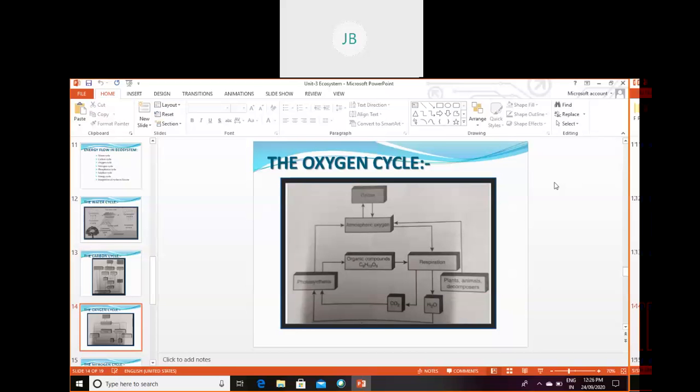So don't get confused. For respiration, plants and animals, both of them, need oxygen. If they are taking oxygen from the atmosphere, they are returning oxygen to the atmosphere during photosynthesis. Who? The plants. So this links the oxygen cycle to the carbon cycle. It is very simple.